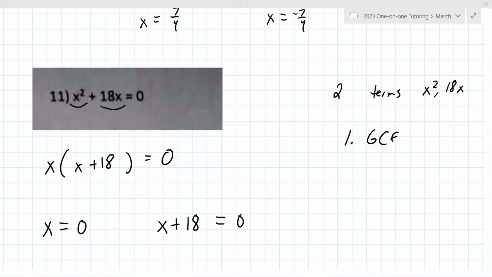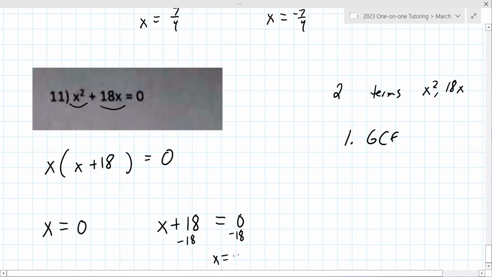Okay, looks like you're back. I was asking you to solve these. Do you have an answer for me for the second one? Yeah, so minus 18 to both sides. x equals negative 18. You got it. Very good. Okay.